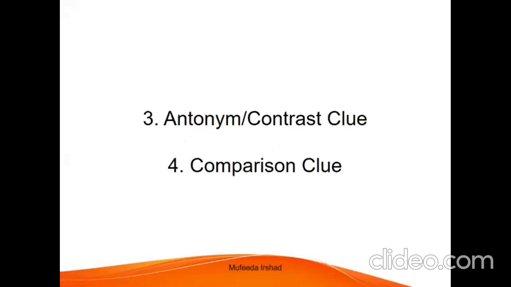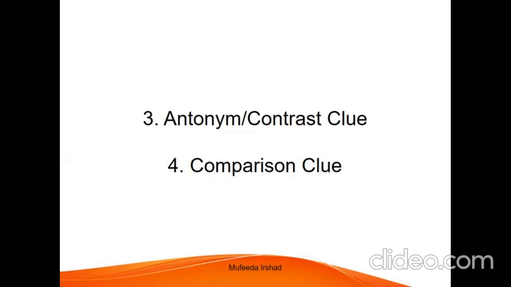Do you know what antonyms are? An antonym is a word opposite in meaning to another. For example, good is the antonym of bad. What are antonym clues then? In an antonym context clue or opposite meaning context clue, the writer uses a word or phrase that contrasts the meaning of an unfamiliar term with the meaning of a familiar term.